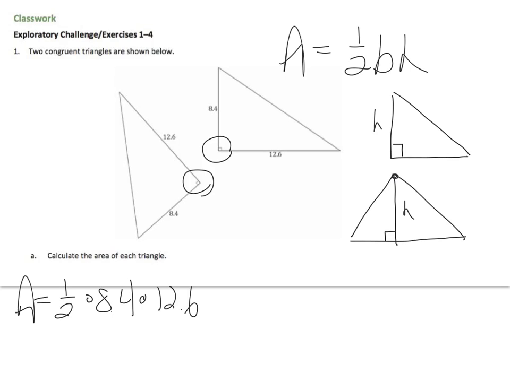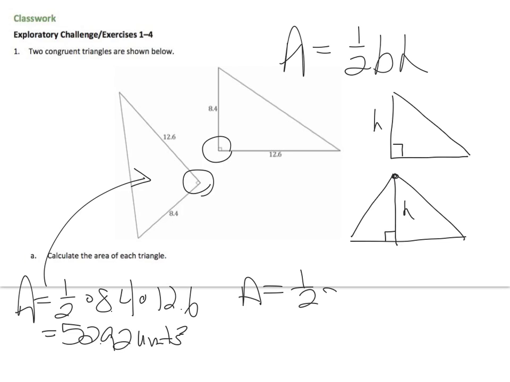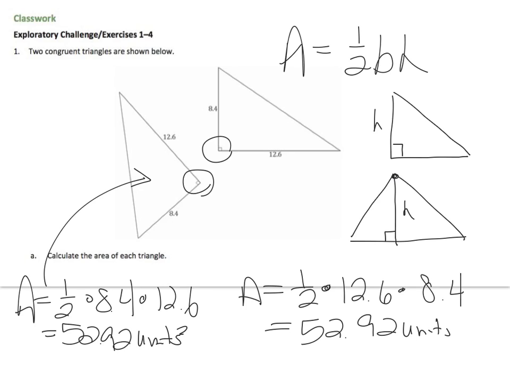So let's calculate that really quick. I have 52.92 units squared for that triangle. And this one, it looks like they are the same measurements, right? So do I need to calculate it again? It's sitting on the 12.6, so I'll use that as base, and 8.4 seems to be the height. And it's the same. I didn't even calculate it, sorry. Remember, multiplication, I can go in any order. It doesn't matter. A times B is the same as B times A.